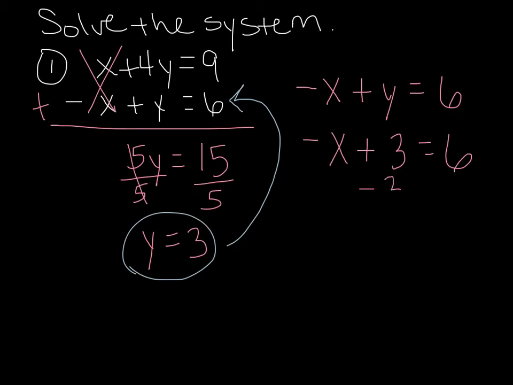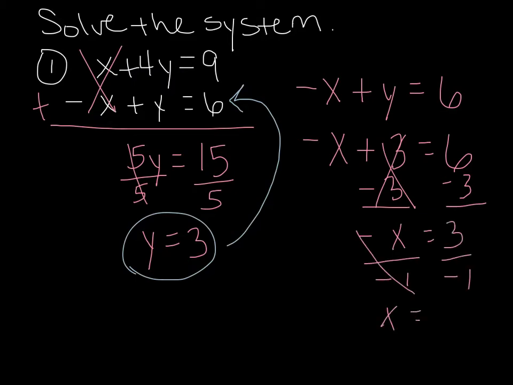Then you just need to solve, so subtract 3 from both sides. So negative x equals 3, divide by negative 1. And x equals negative 3. So now I have an x and a y, but my answer to my system is the point at which the lines intersect.